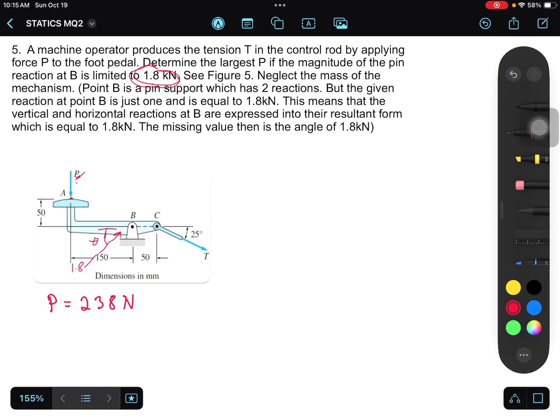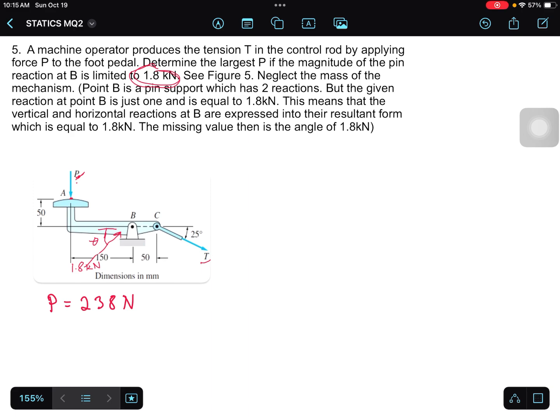So, ito yung binigay kong hint. Point B is a pin support which has 2 reactions. But the given reaction at point B is just 1.8. So, ayun nga, gaya ng sabi ko, naka-resultant lang yung Bx and By into si 1.8 kilonewton. So, ang wala mo lang is the direction of the resultant 1.8, si theta. So, 3 missing: P, T, and theta. But this is solvable since we have 3 equations of equilibrium.